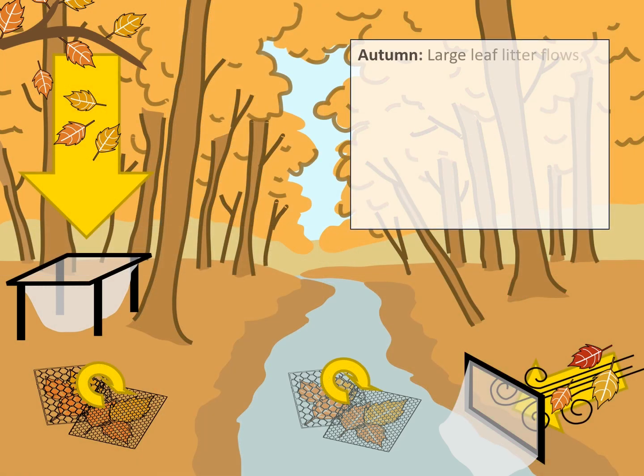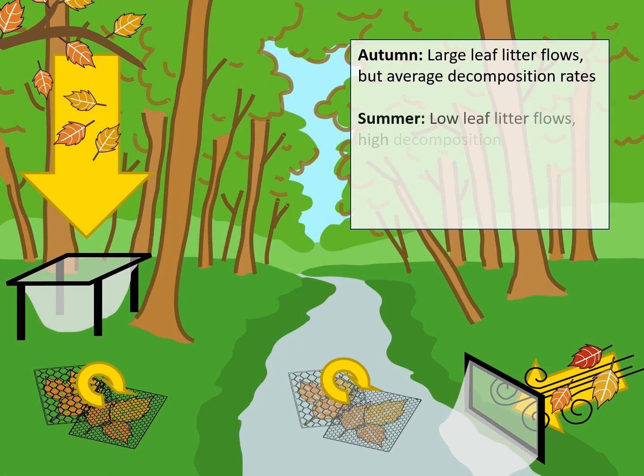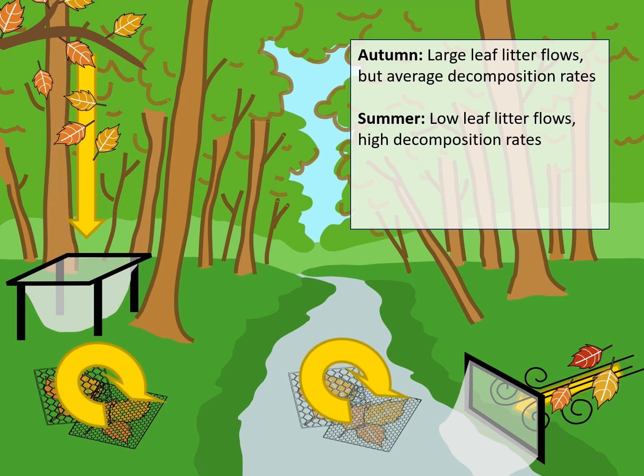As expected, we found that leaf litter entered the detritus pool in large quantities in autumn. In this season, however, decomposition rates were only average. In summer, on the contrary, flows of leaf material were low, but decomposition rates were the highest observed in the study. We therefore observed no synchrony between peak leaf litter availability and peak leaf litter decomposition.